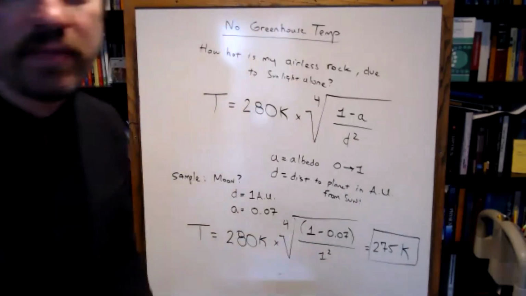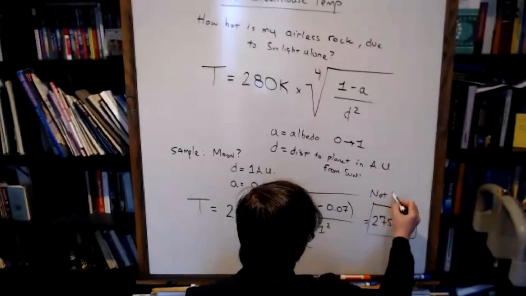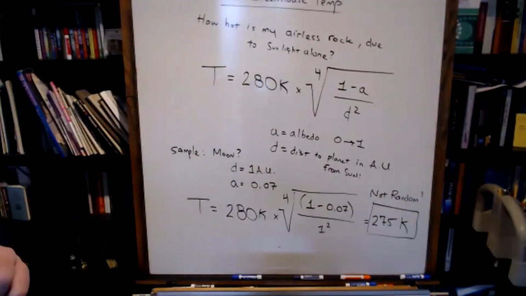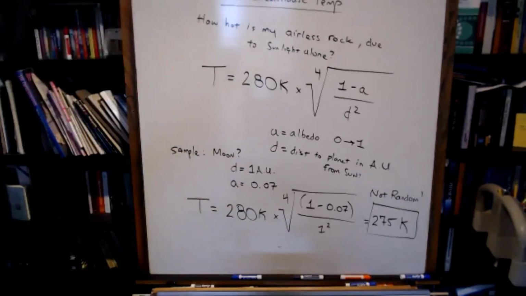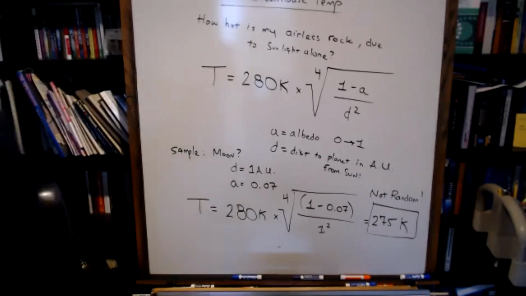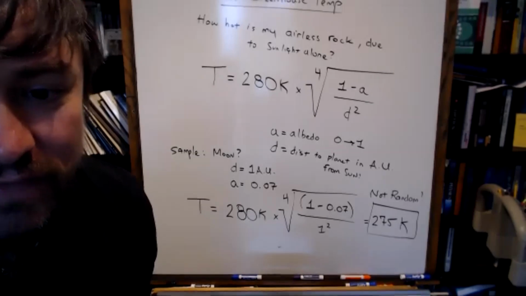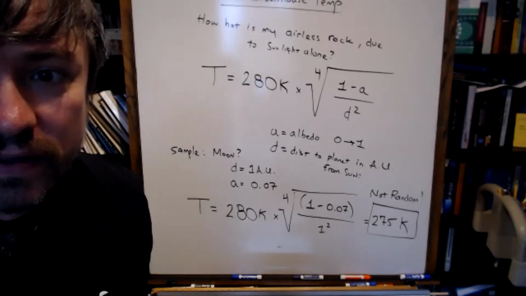This answer, like many problems I do with you, has a point. This is not a random number. Why isn't it random? Why does that number seem interesting to me? Why is it fascinating that the surface of the moon should have an average temperature of 275 Kelvin? That's really close to another number. That's interesting.